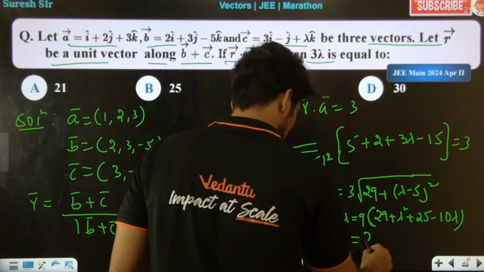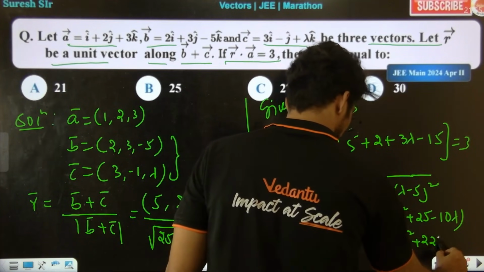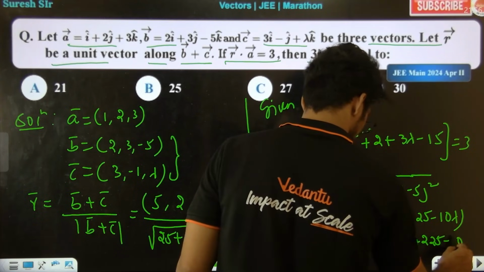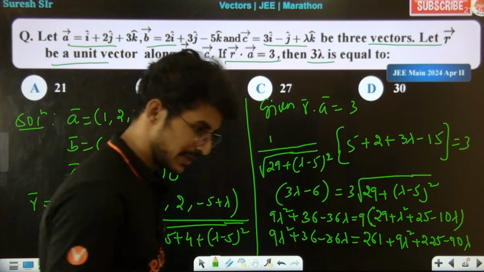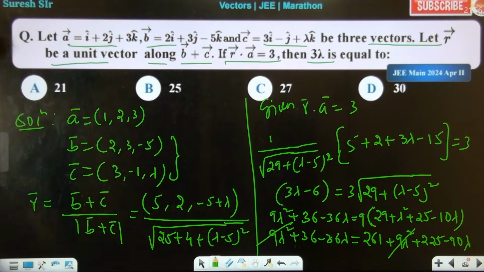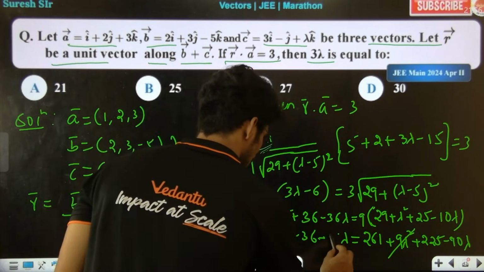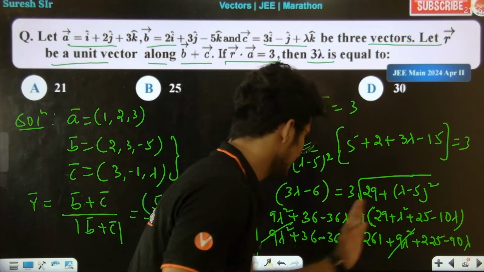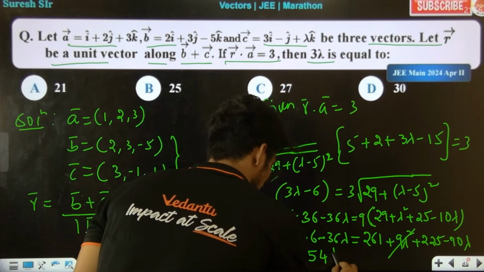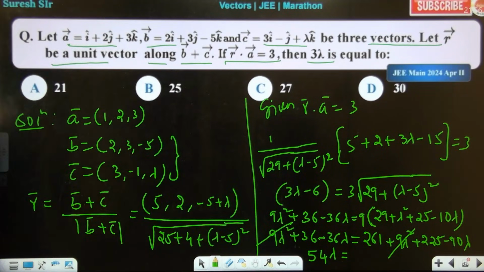261, correct or not? 261 plus 9 lambda square plus 225 minus 90 lambda. Minus 90 lambda. Yes or no? 9 lambda square, pushback. So tell me, if this comes to this side, 54 lambda, correct or not? 54 lambda is equal to 36, so minus 36, right? So 54 lambda is equal to what, sir? 261 plus 225 plus 36.